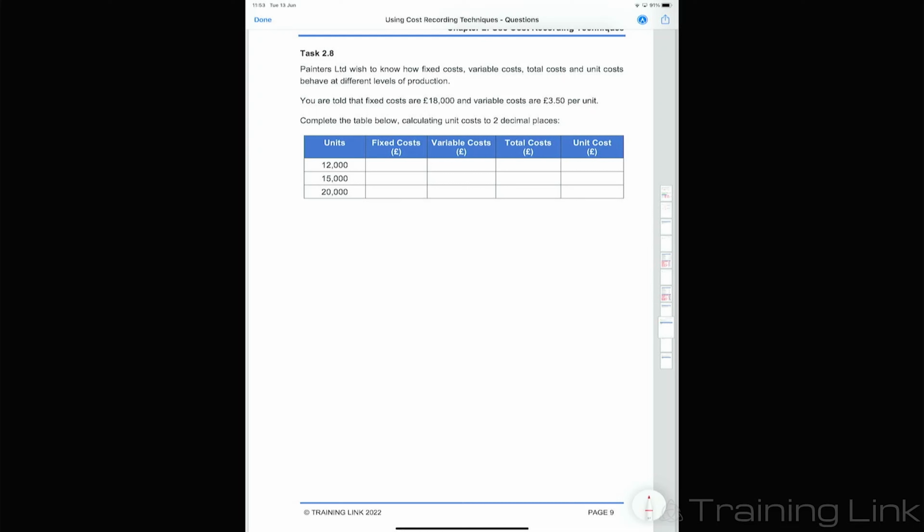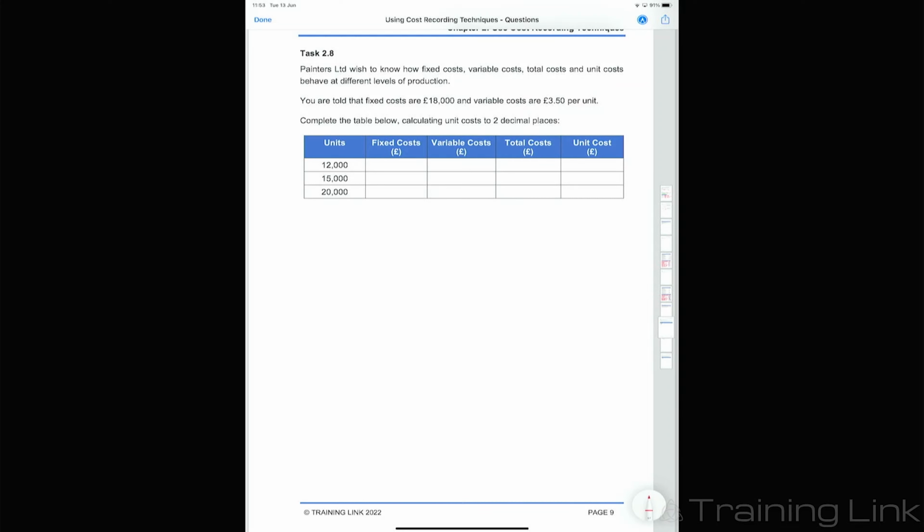So looking at the next question here, Painters Limited wish to know how fixed costs, variable costs, total costs and unit costs behave at different levels of production. You are told that fixed costs are £18,000 and variable costs are £3.50 per unit. Complete the table below, calculating unit costs to 2 decimal places.